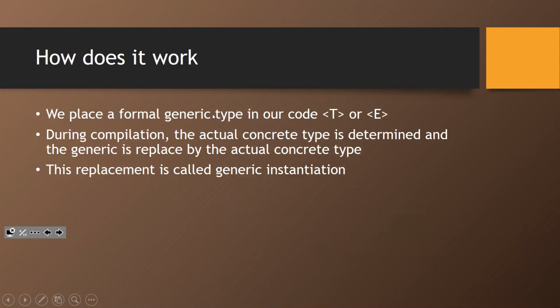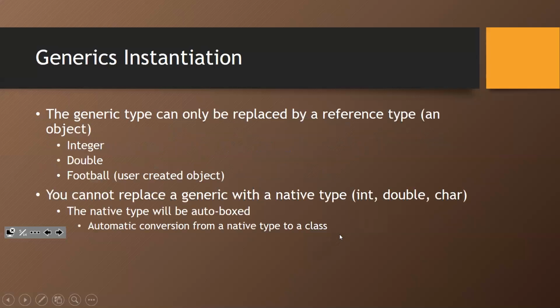So our formal generic type is usually going to be the T or the E. During compilation, the actual concrete type, like int or double or whatever, is determined, and the generic is replaced by that actual concrete type. When this happens during compile time, that's called generic instantiation. We've determined what the generic should be, and we're replacing it or instantiating it.